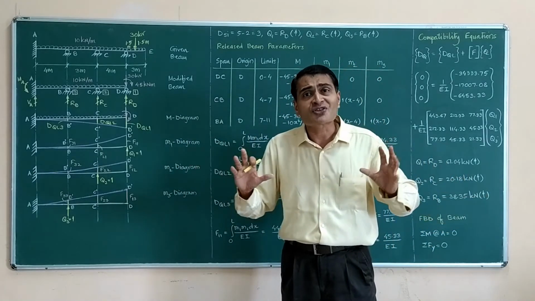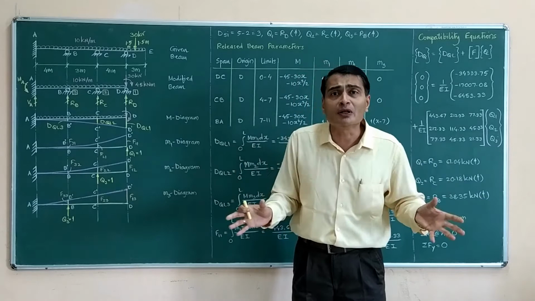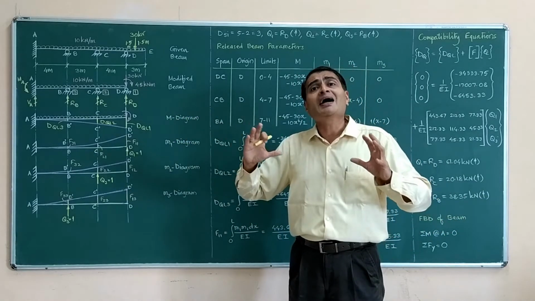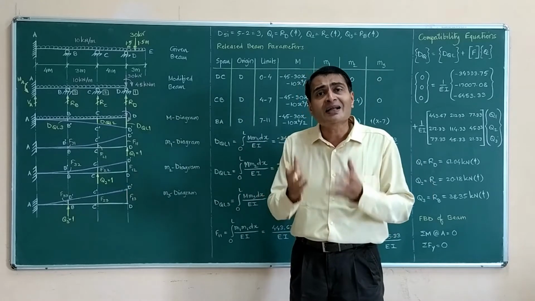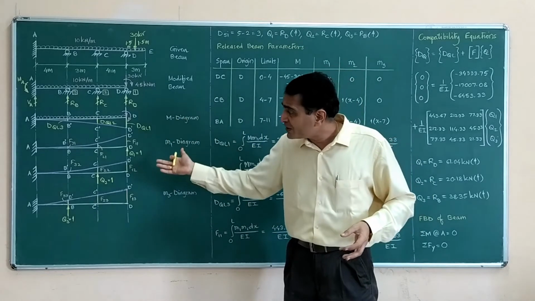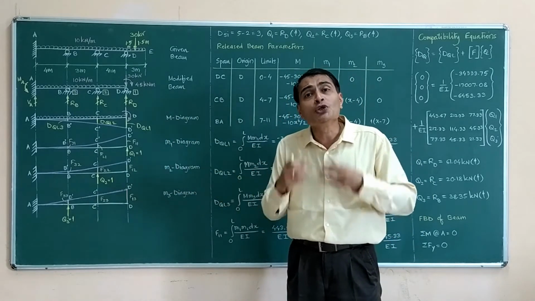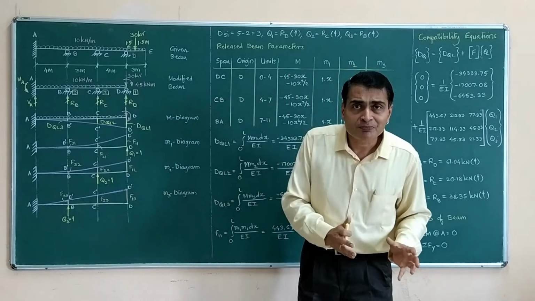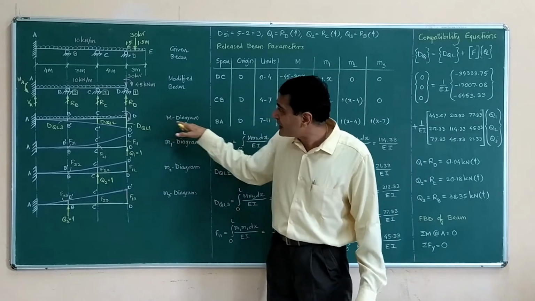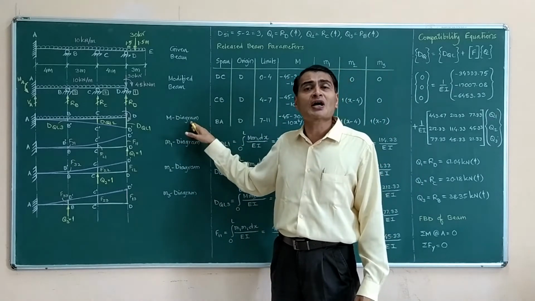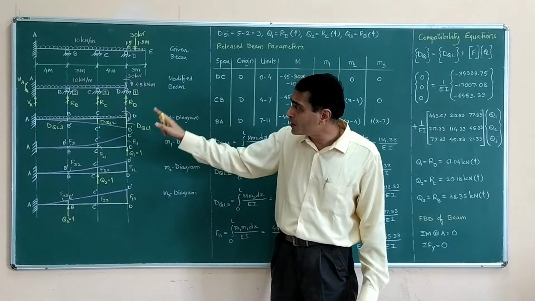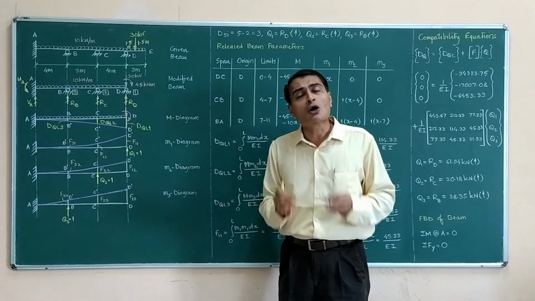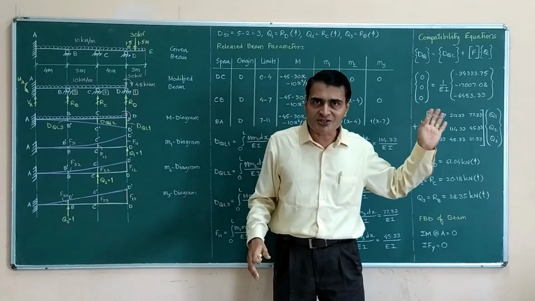How do I calculate DQL1, DQL2, DQL3? Do I have any standard results? That is not possible because loading is not standard. But then I have unit load method, and that is one of the reasons why in the next step we are applying unit loads and not directly RD, RC and RB. So this is my M diagram, and the notations DQL1, DQL2, DQL3 are perfectly understood by you. How to calculate that we are going to see separately.